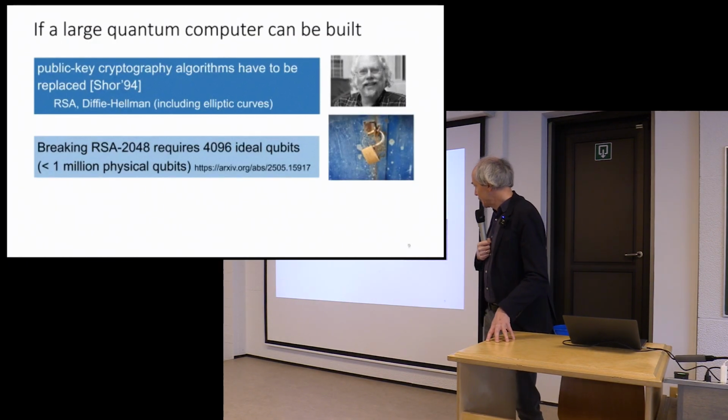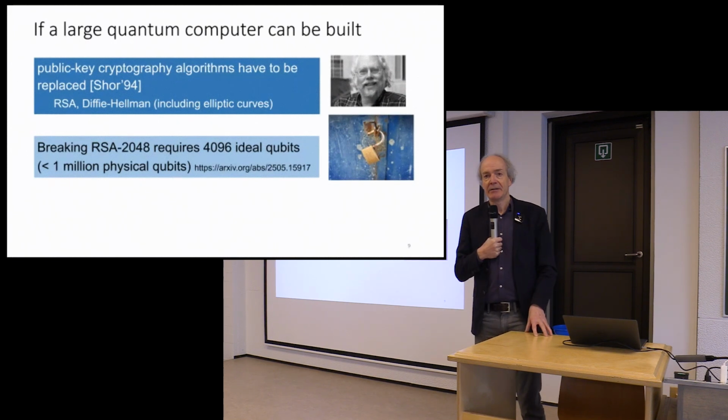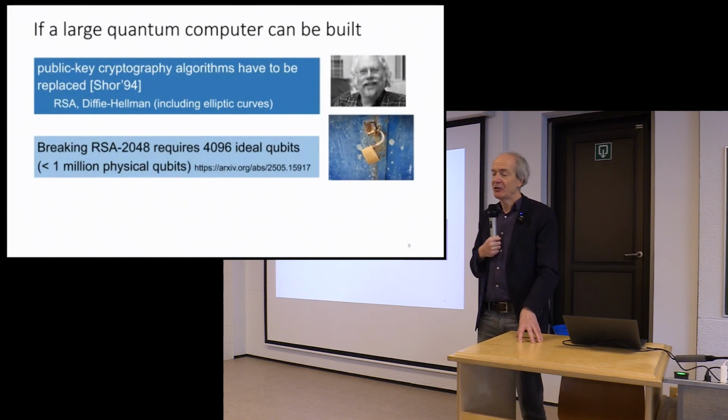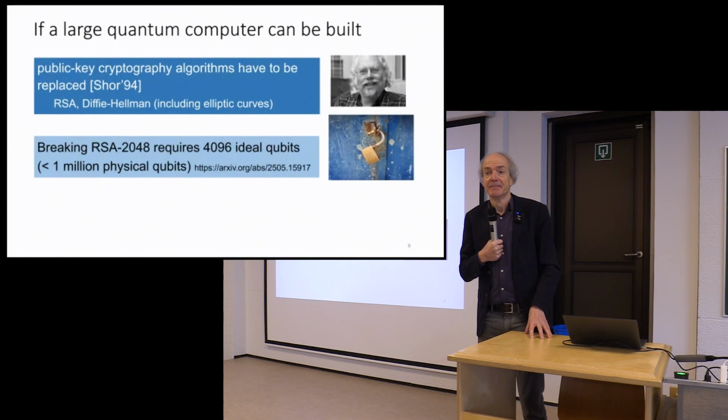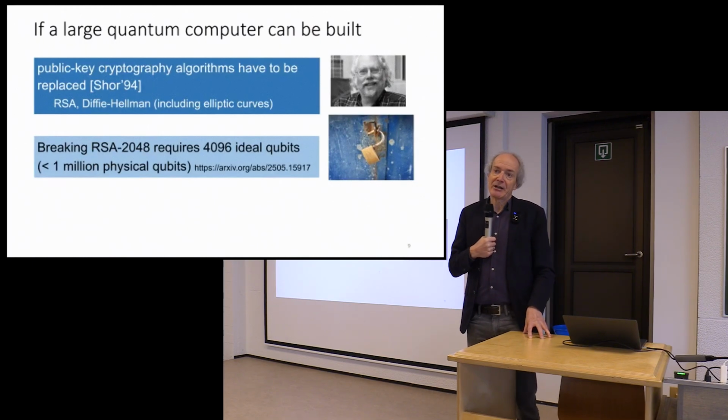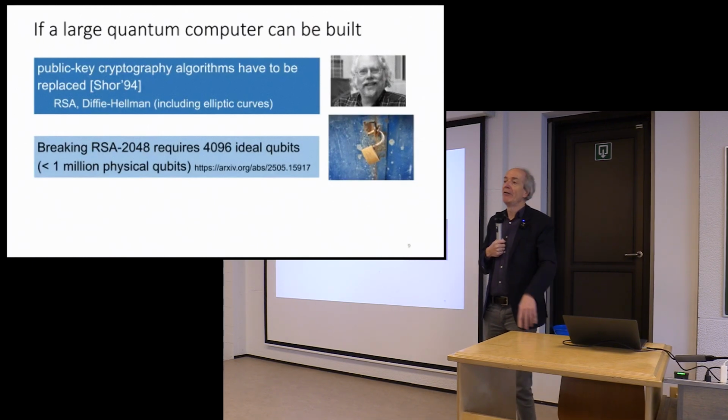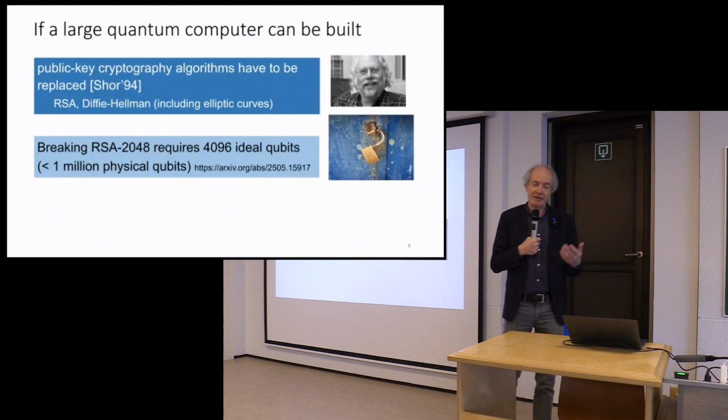And then there was kind of a big shock, because last May, research from Google, who made the original calculation, actually showed that it's less than 1 million. So there are actually improvements in error correction that show that it's only 1 million qubits to get 4,096 reliable qubits.